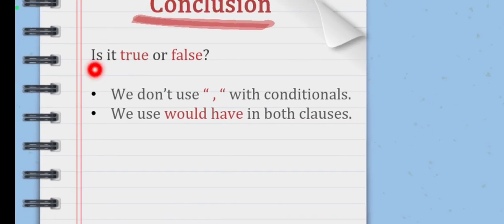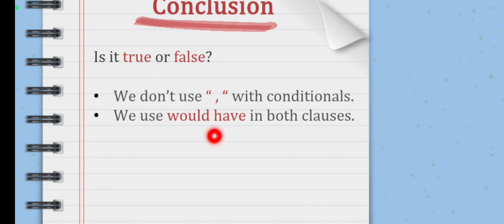So we don't use comma with conditionals. Is this true or false? It's false. Why? Because we use comma to separate the condition and the result.